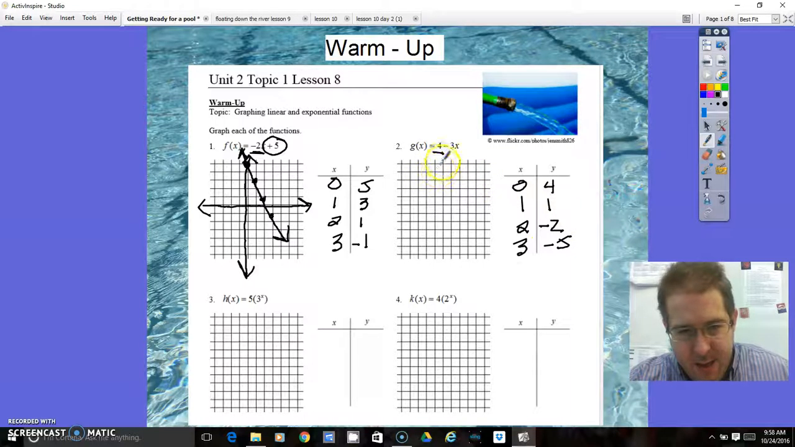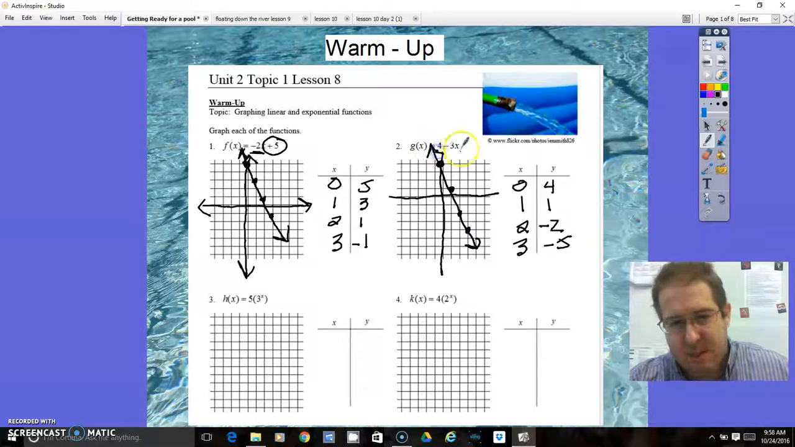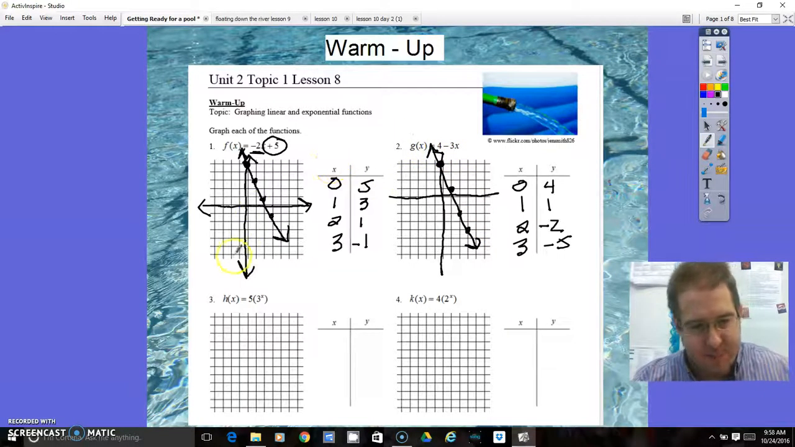Now if I know that, now I can set up my axes correctly. There's my y. And let's make it pretty high. Let's go up here. 0, 1, 2, 3, 4 would be perfect right there. 1, 1, 2, negative 2, and 3, negative 5. All right, so once again, that's going to be a linear function. It's an arithmetic sequence. It's decreasing at a steady, constant rate.